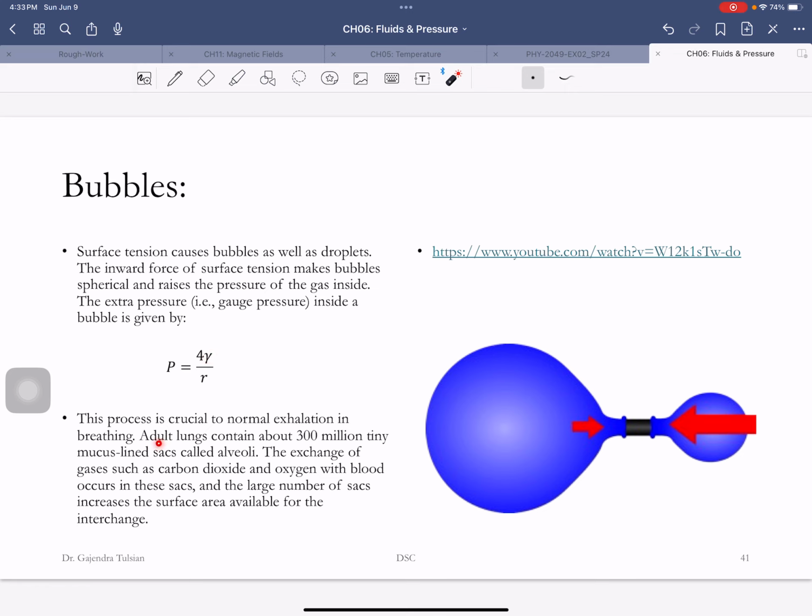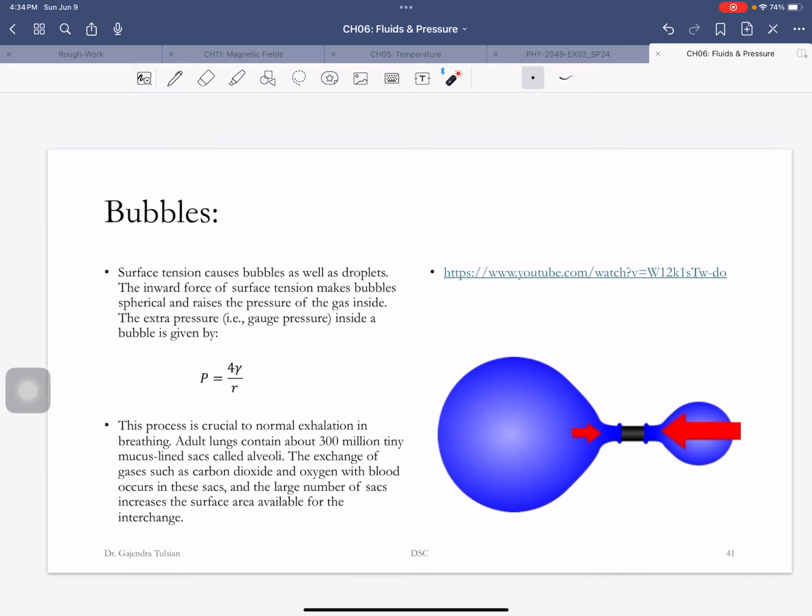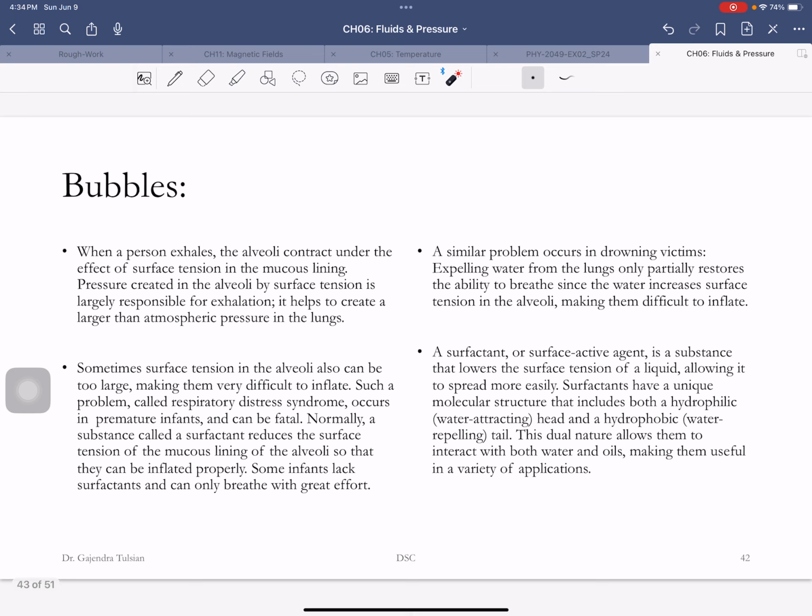Adult lungs contain about 300 million tiny mucus-lined sacs called alveoli. They have to be tiny because gases are being exchanged via diffusion, and exchange of gases such as carbon dioxide and oxygen with blood occurs in these sacs. The large number of sacs increases the surface area available for interchange. When a person exhales, the alveoli contract under the effect of surface tension in the mucus lining.